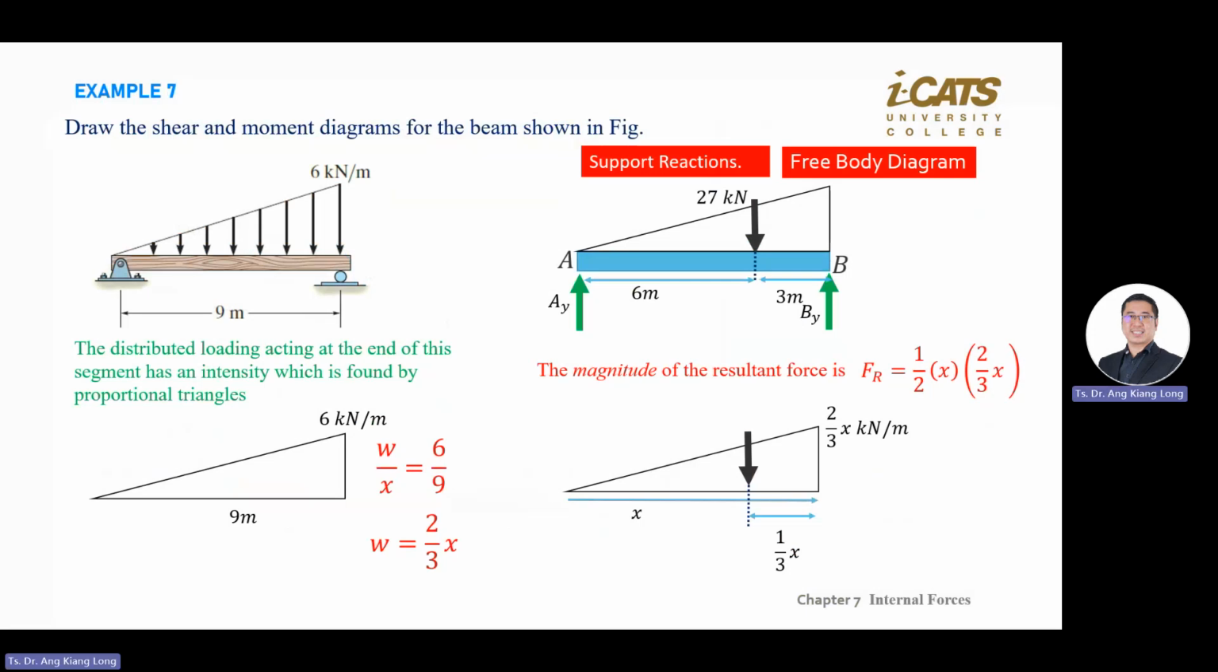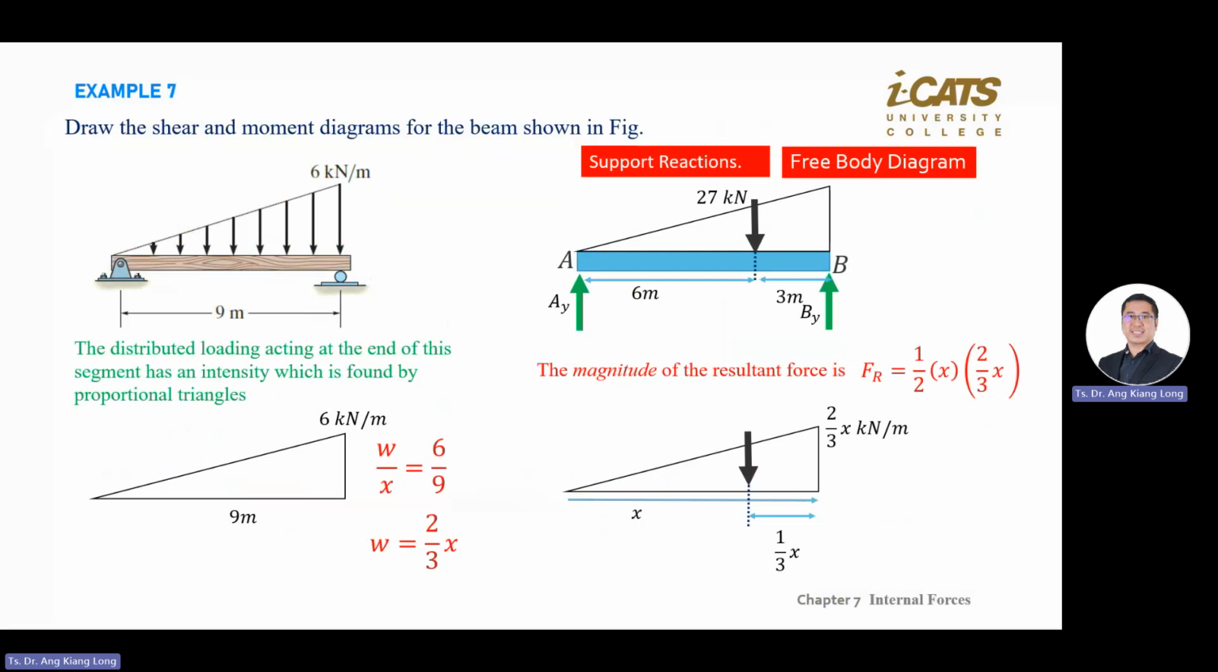How do you get 27 kilonewton? That one is in chapter 2 or chapter 3, when you study the distributed load chapter. Basically, it's a rectangle divided by half. If you take 6 multiplied by 9, then divide by half, that is the area of the triangle. So the resultant force FR will be half multiplied by 2/3 x.